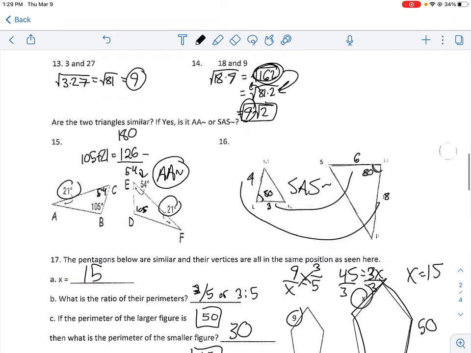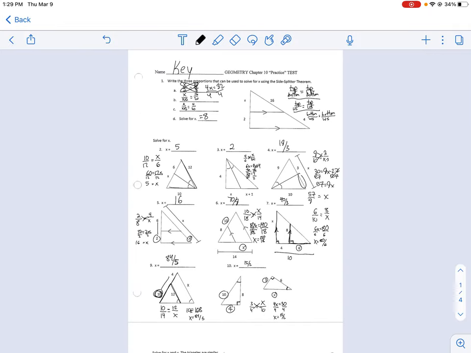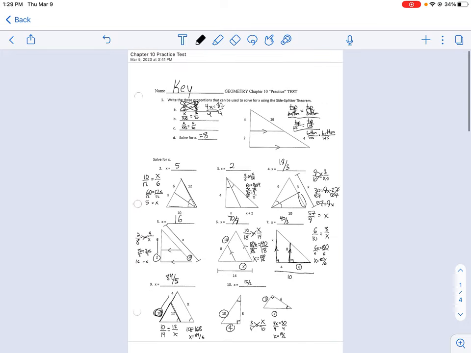So that is the whole practice test key. The PDF key is also online if you want to see that, but that's all of those explained and shown. Your actual test will be very similar, and that will be tomorrow.